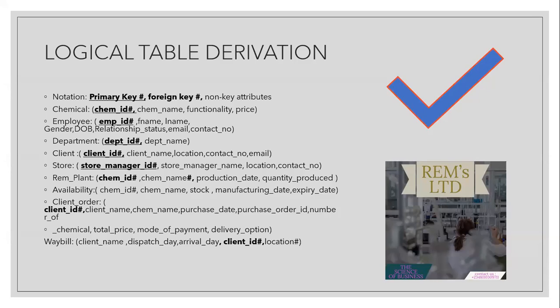The chemical gives information on the chemical ID, chemical name, functionality, and price. Employee gives us information on the employee, like their relationship status, their email, their gender. For department, it gives us information on the department ID, department name. For availability, it gives us information on the chemical ID, which is a foreign key, the chemical name, the stock, the manufacturing date, and the expiring date as well. For waybill, it gives us information on the client, the dispatch date, the arrival date, and also the client ID and the location to which it's going to be delivered.